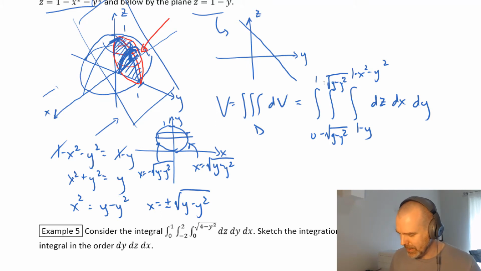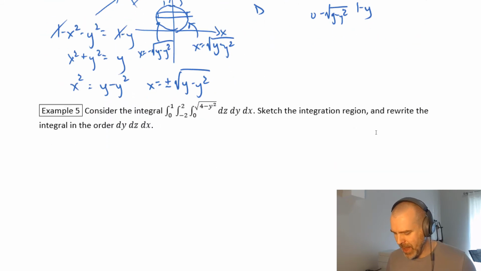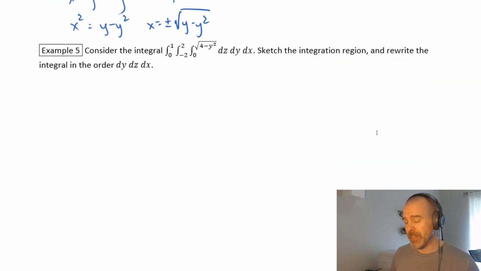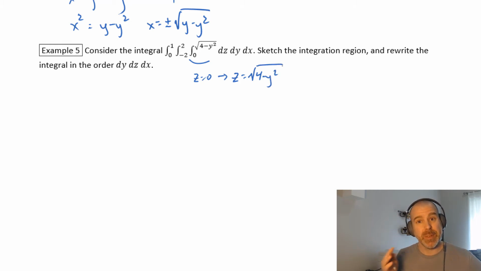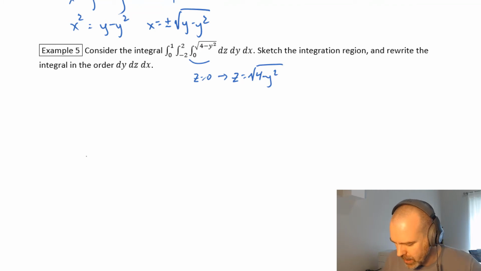Okay, let's go to one that's a little less gory here. We have this integral. Now we're going to do something a little bit different. We have the integral, and we're going to try to figure out what it is that we're integrating over, and then switch the order of integration. Okay, so z starts at 0 and goes to square root of 4 minus y squared. That's a cylinder because there's no x. x is free, so we can move along the x-axis.